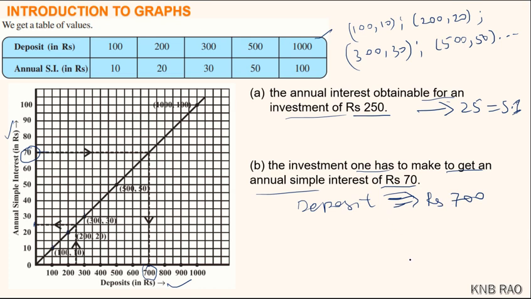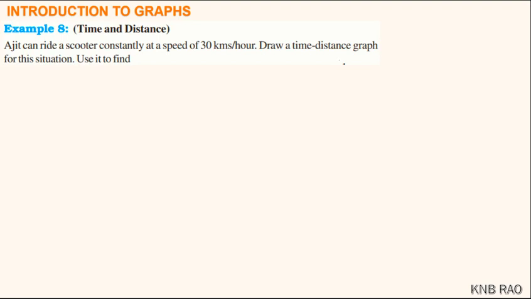I will give one more example, the last example, an important graph, that is the time-distance graph. In physics, this time-distance graph plays a vital role in identifying the speed of a vehicle, the acceleration of a vehicle, and further to learn laws of motion. You are going to learn these in class 9th.